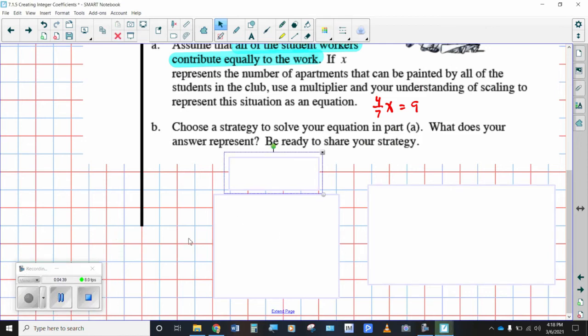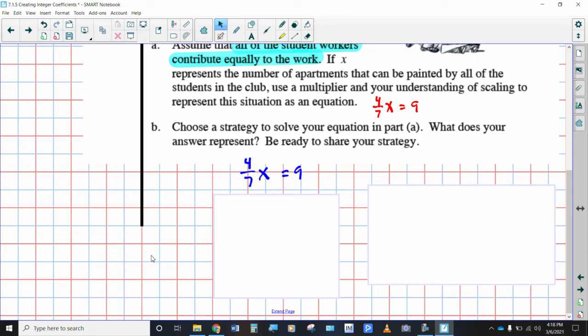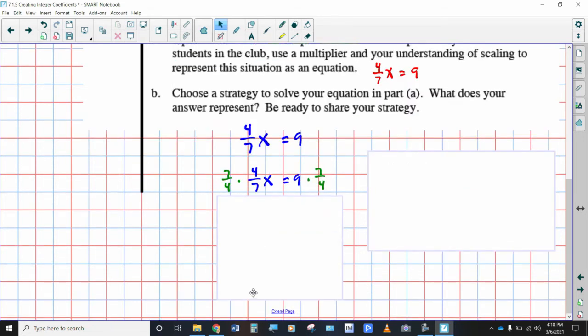All right, so if you're not ready and you haven't paused yet, please pause now. This is the original equation. 4/7 of the total number of apartments were done because you had 4 out of the 7 people working, and they got 9 of them done. So I'm going to choose to multiply both sides times the reciprocal of 4 sevenths. 7 fourths times 4 sevenths gives you 28 over 28, which gives you 1x.